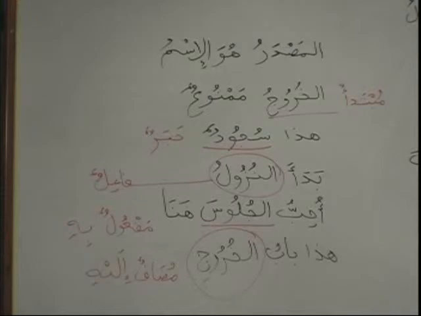Getting down has begun. Uhibbu, I love. I love to sit here in front of you. So uhibbu al-julusa. What is al-julusa? Maf'ulun bihi. Sahih? And then we point out hadha babul khuruji. This is the door of exiting. Are you with me? So al-khuruji became mudaf ilayhi. Are you with me, brothers and sisters?